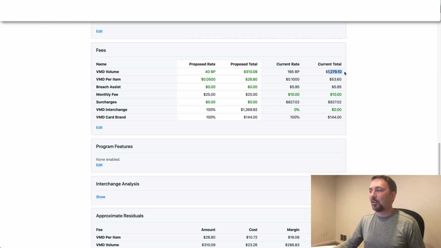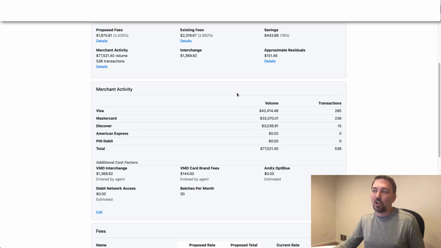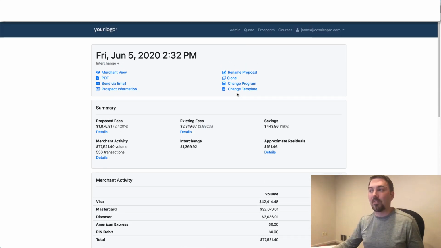So when we look at those flat rates that they're paying, they're actually paying currently 165 basis points, plus they're paying that $827 surcharge, but they're not paying any interchange. So we wanted to compare that to interchange plus pricing over here, and so we did it at 40 basis points and 5 cents. Now, one of the other great things about our system is that, of course, you could switch that to a different pricing program if you wanted very easily.